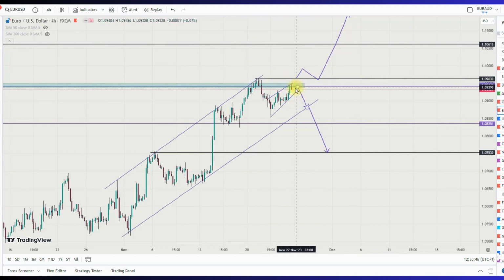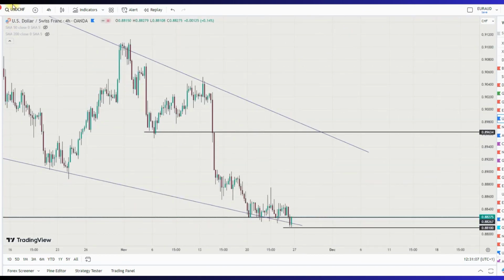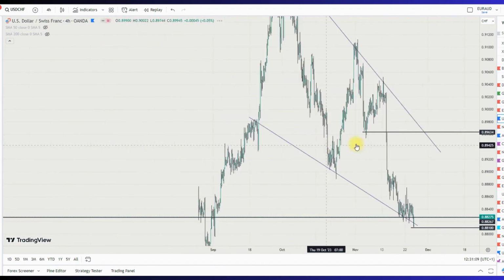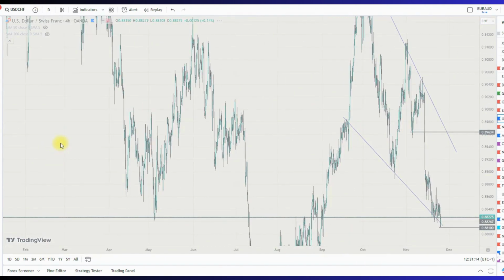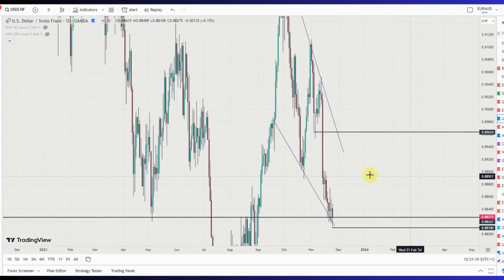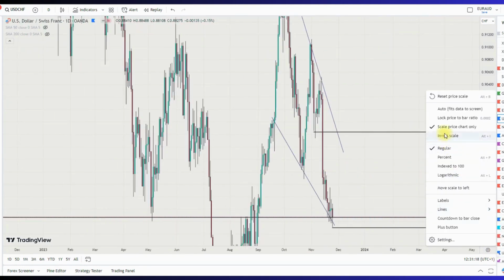But I will be looking for the 4-hour time frame that will close maybe in the London session on Monday to make my decision around the Euro US dollar. So let's see how price reacts to that area. And the next one is the US dollar Swiss franc. What I can see here is that price is creating something very funny at a very solid support level. So what can we see here?